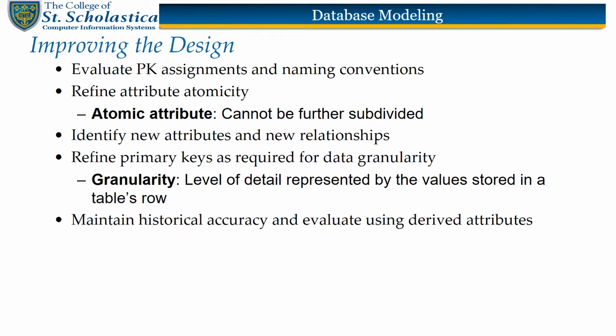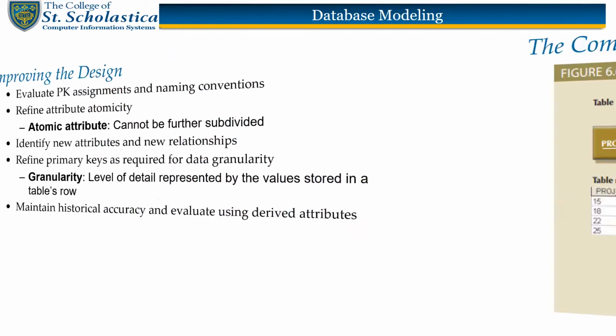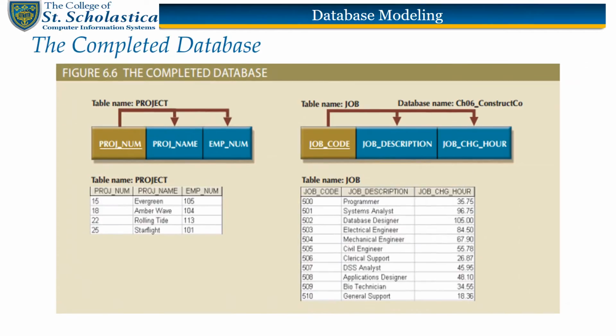We will also need to identify any new attributes and relationships as well as refine primary keys as required for data granularity, which is the level of detail represented by the values stored in a table's rows. Finally, improving design means maintaining historical accuracy and evaluating the use of derived attributes. We will notice a few enhancements in Figure 6.6.